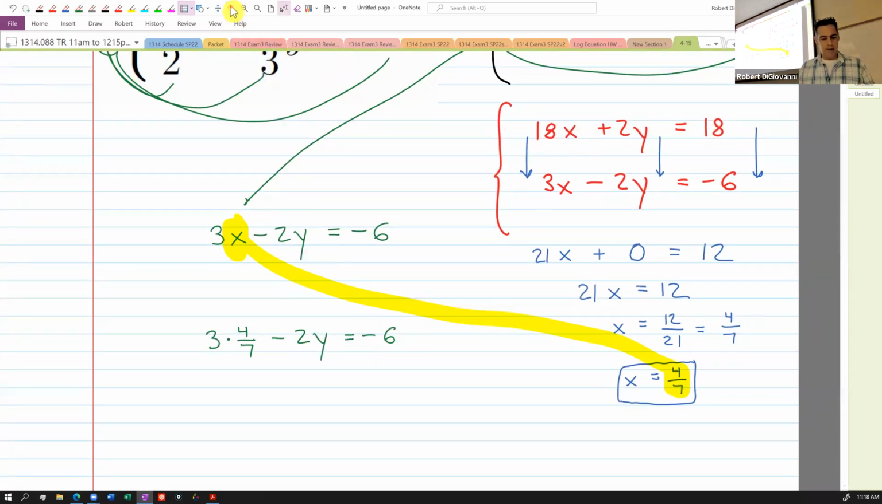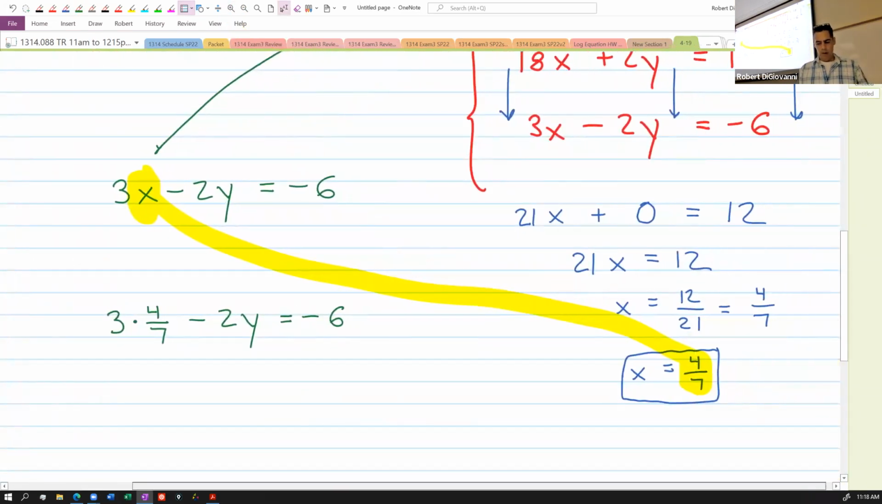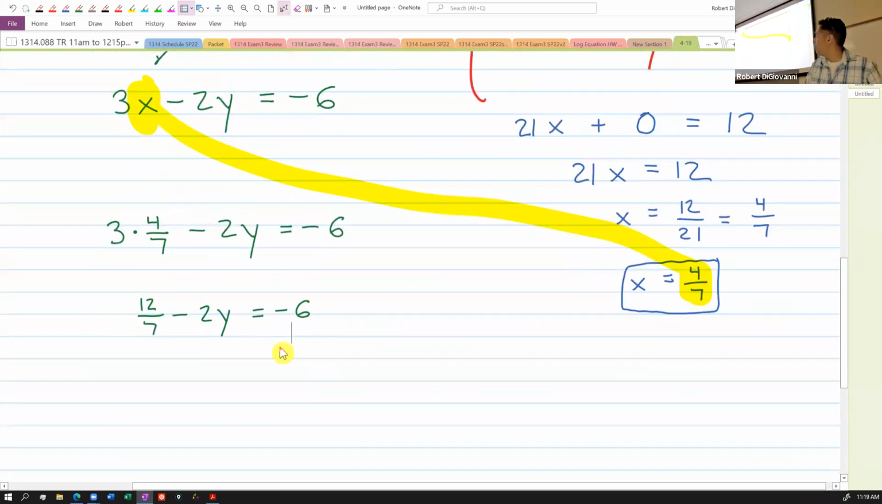Make this a little bigger. That's kind of hard to see, isn't it? Now, when I multiply this, I multiply that 3 across the top, right? So that's just going to become 12 over 7 minus 2y equals -6. And now we have to solve this for y.